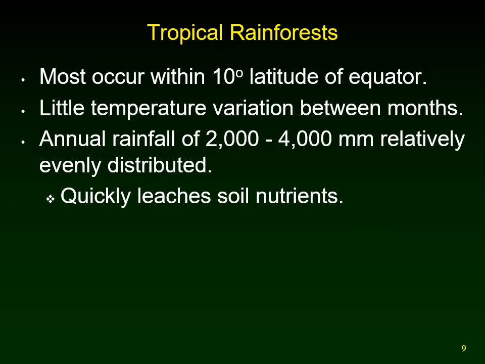All of that rain tends to leach the nutrients from the rainforest soils, and there's rapid decomposition because it's warm, and so those nutrients are released quite quickly. As a result, the rainforest soils are often nutrient poor. They tend to be acidic, they're thin, and they don't have much organic material left. It just gets recycled almost immediately.